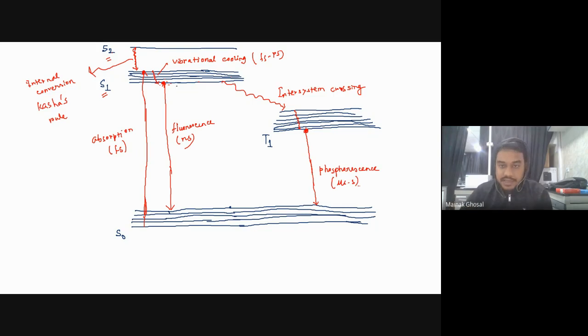Another thing can happen: sometimes if S1 and T1 are close, molecules from S1 come to T1 and then get back. The molecule is in the excited state, goes to the T1 state from S1, then again goes from T1 to S1, and then gives fluorescence, because from the S1 state it will only give fluorescence. So this fluorescence is known as delayed fluorescence.